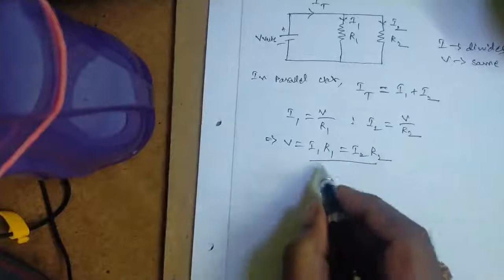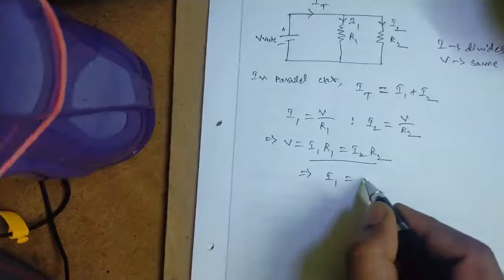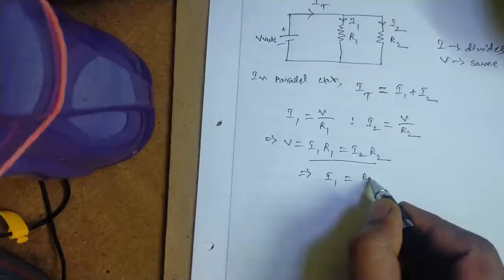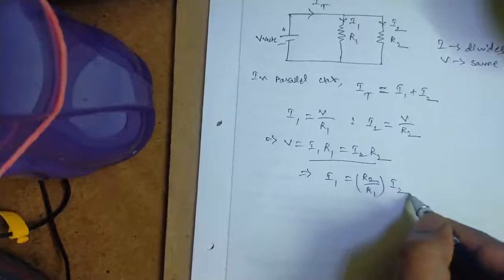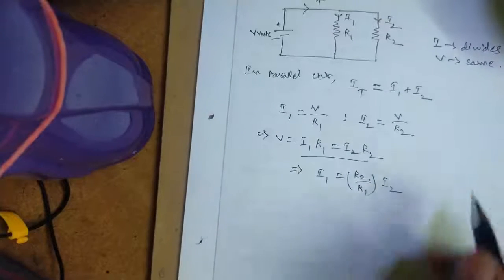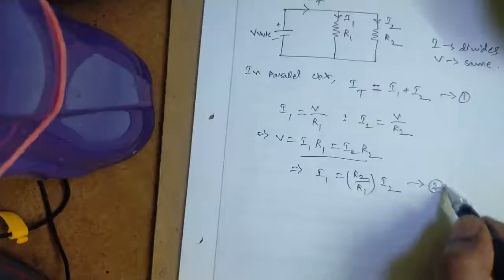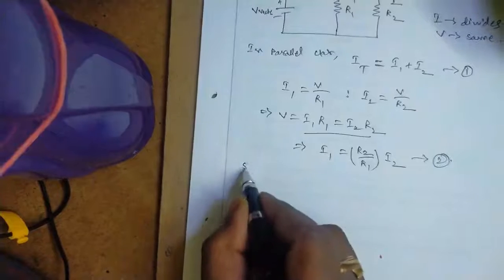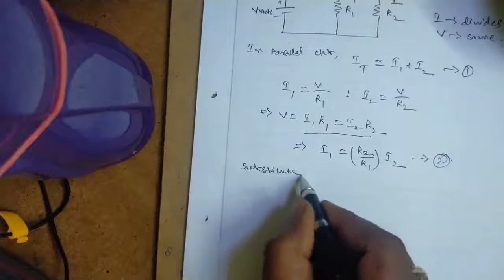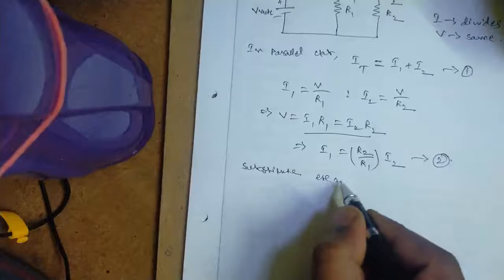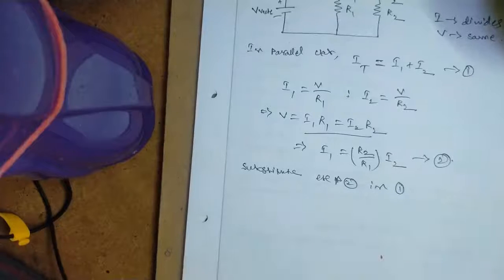Here from this expression we can write I1 is equal to R2 by R1 into I2. Consider this as expression 1 and this as expression 2. Substitute expression 2 in 1.